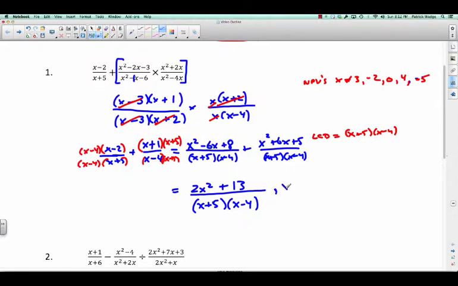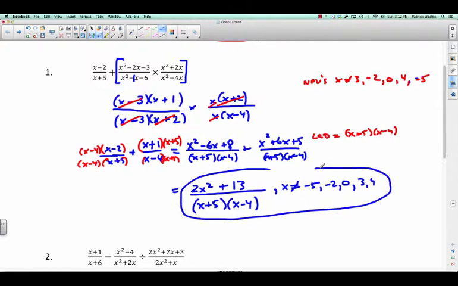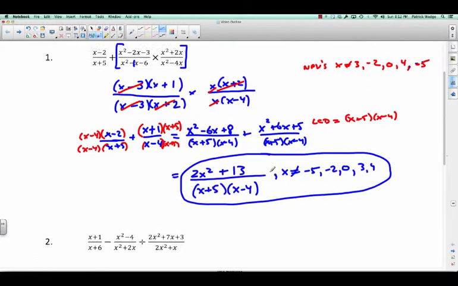The last thing we'll do, although your book won't ask you to do it, is to put the NPVs. So x cannot equal, should we put them in order? Negative 5, negative 2, 0, 3, and 4. You don't need to put them in order. And that's one question done and 2 to go.